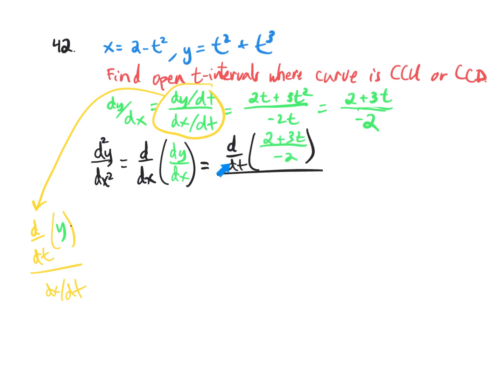So we have the derivative with respect to t of, in this case, dy dx. So the derivative with respect to t of our previous dy dx, all over dx dt. And dx dt is exactly what it was the last time. dx dt is negative 2t.